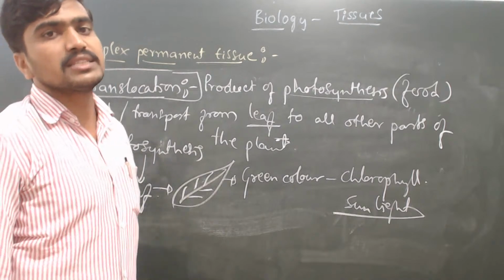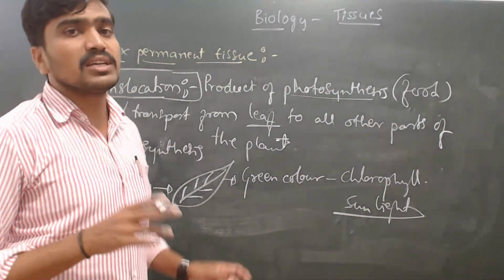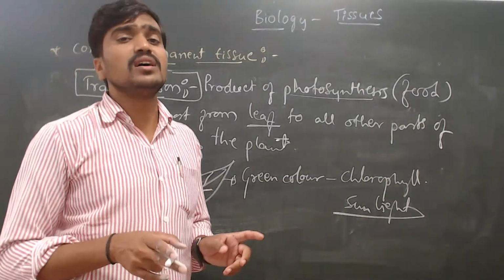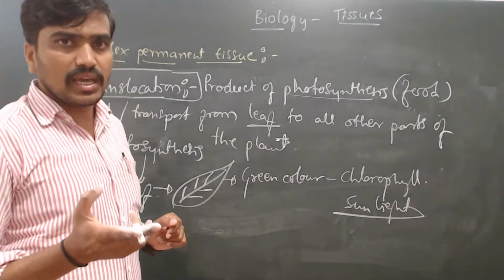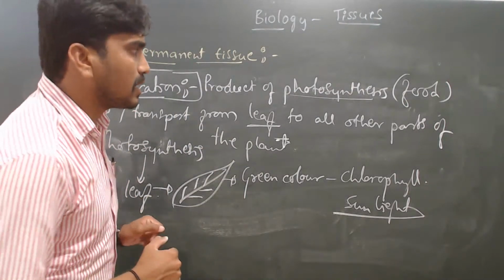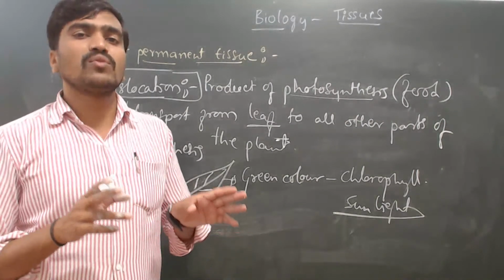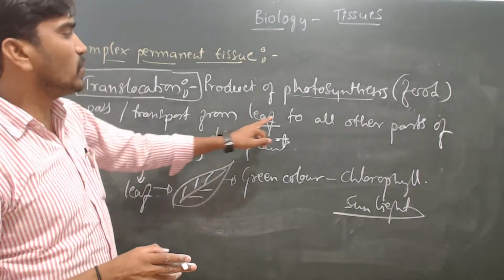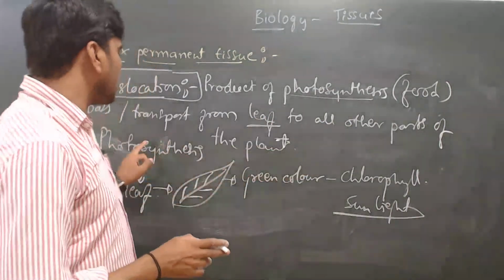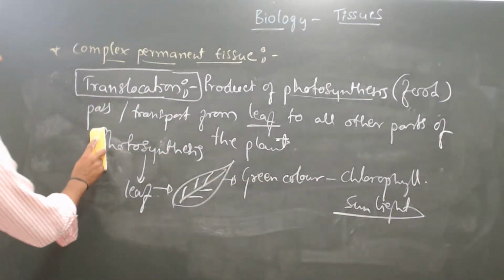Already while I was explaining simple permanent tissue parenchyma, at that time I said that sometimes the parenchyma tissue that is filled with chlorophyll is known as chlorenchyma, and that filled with air is known as parenchyma. This is about the process of transportation of food materials from where to where, from the leaf to all other parts of the plant. That process is known as translocation.